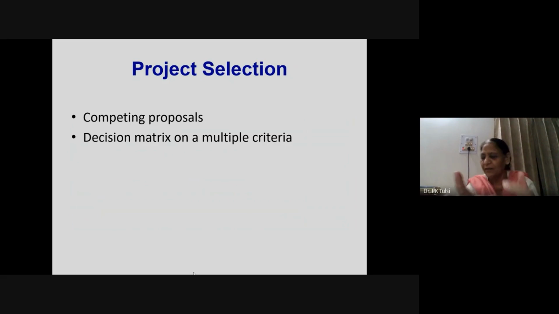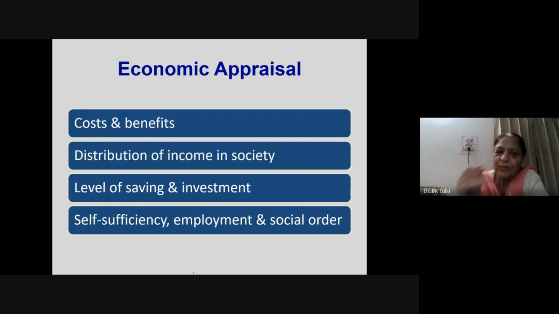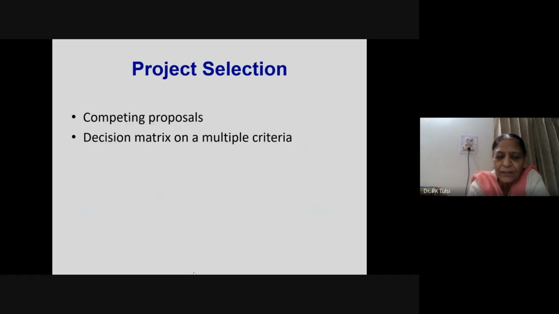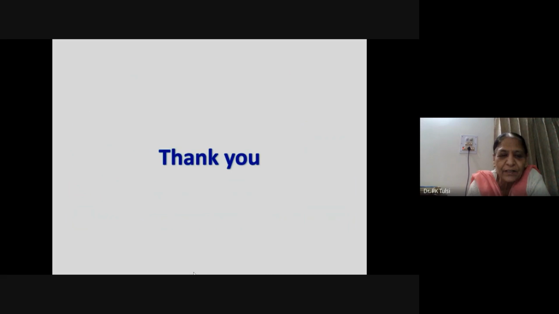The third aspect was with respect to project selection, and that I said, if you have competing proposals for any single specific problem, then the industry may go in for project selection by going in for a decision matrix on multiple criteria. So the criteria here, you can see, may include financial, technological, economic, etc. And then the decision matrix is prepared, and then the score is calculated, and the highest-scoring party will get the project.